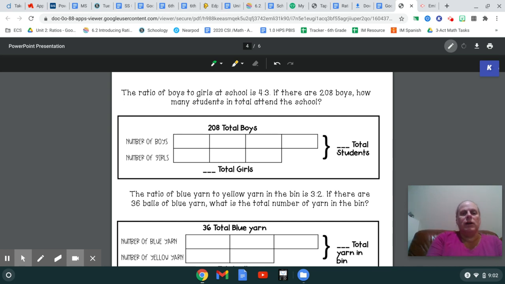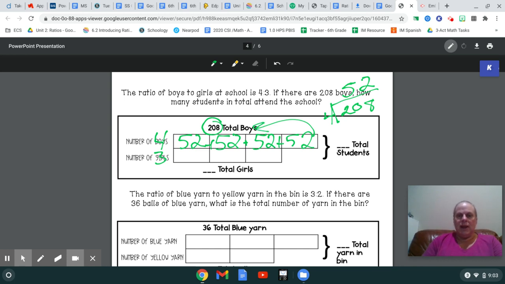All right, so we're going to go back. We're going to look at our ratio. We have a ratio of 4-3. And if we have a total of 208 boys, all right, well, I'm going to have to do a little math. 208 divided by 4 is going to give me 52. That means we're going to put 52 in each of these boxes, right? So if we add that all up, 52 plus 52 plus 52, that will give us the 208.